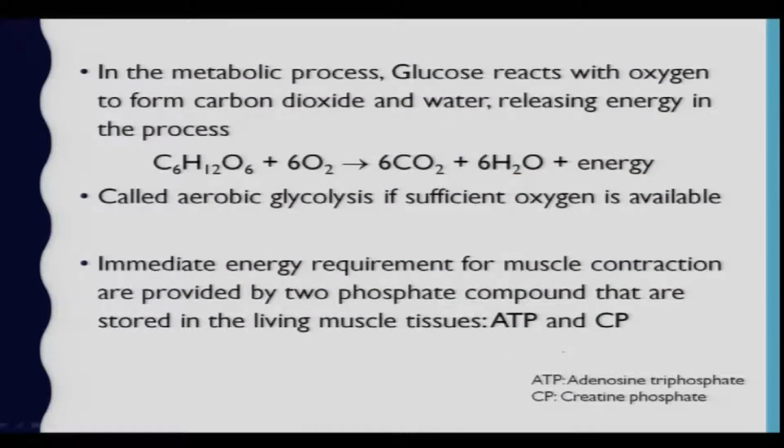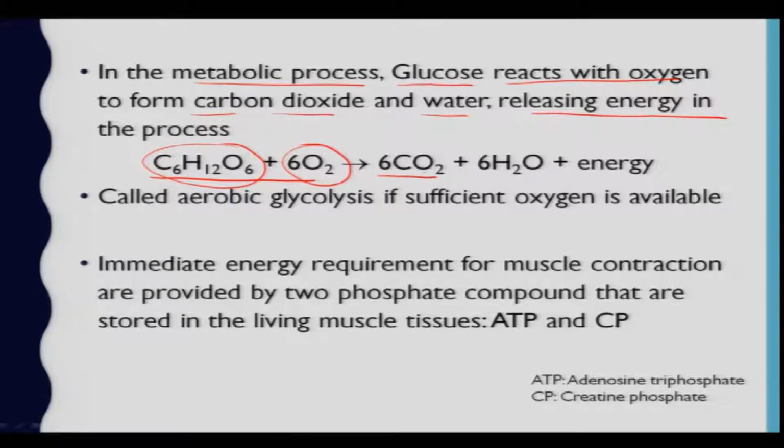Here we discussed that in the metabolic process glucose reacts with oxygen to form carbon dioxide and water, releasing energy in the process. The chemical reaction that occurs is that a molecule of glucose reacts with oxygen. It gives as products carbon dioxide and some molecules of water plus energy. This energy is liberated because of this reaction. This reaction is known as aerobic glycolysis if sufficient oxygen is available.